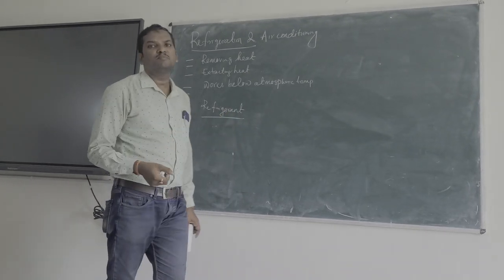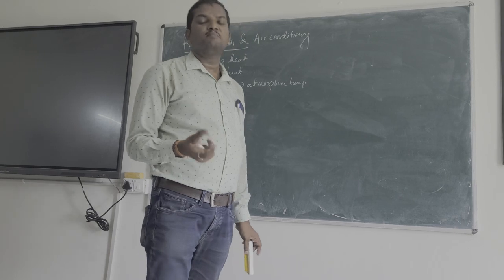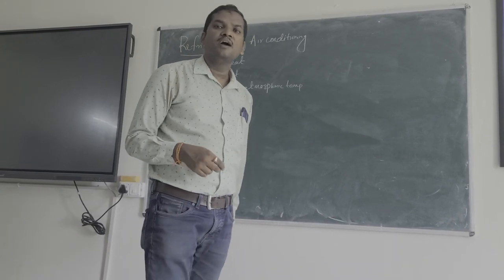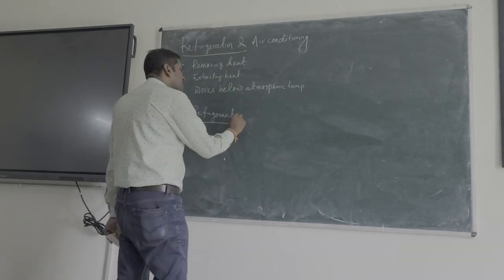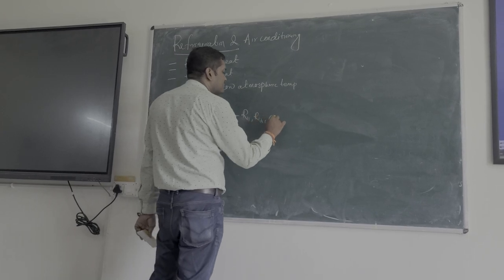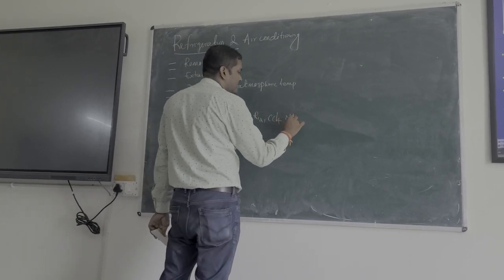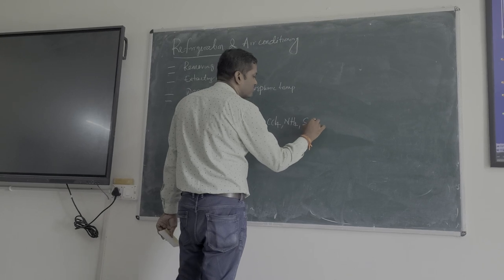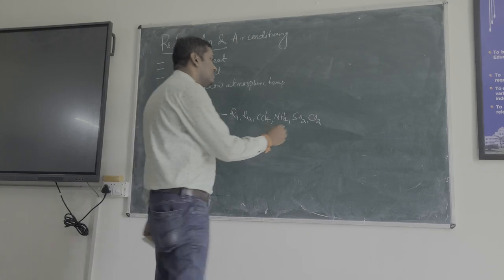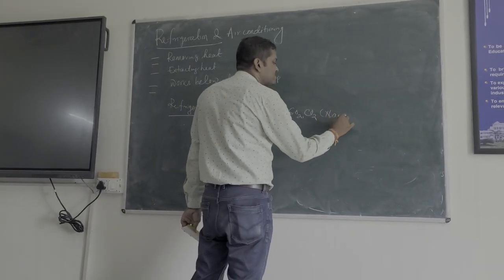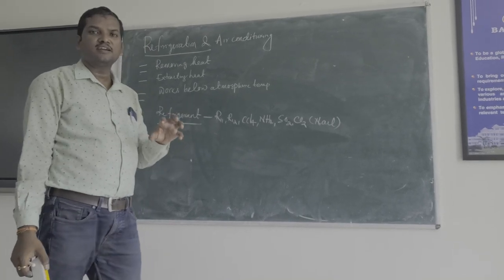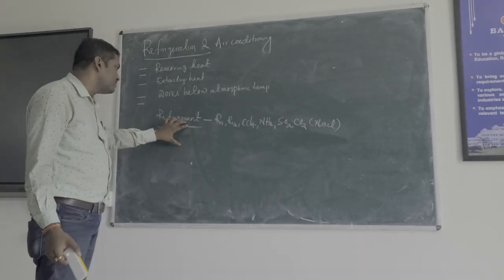There are various types of refrigerants. In the simplest form, ammonia, carbon dioxide, sulfur dioxide, chlorofluorocarbons such as R11 and R12, and CCl4. In a simple form, even an NaCl solution is a refrigerant. The substance which is used to extract heat from a body is known as a refrigerant.